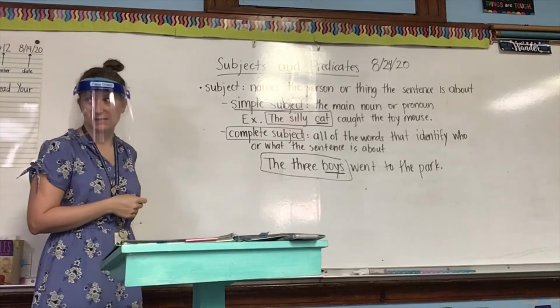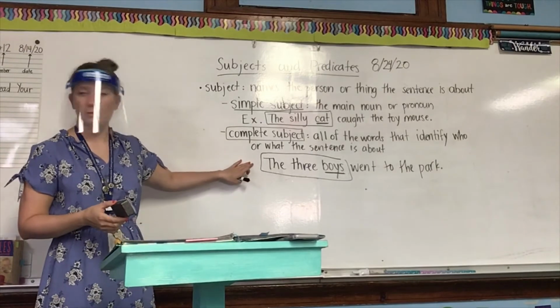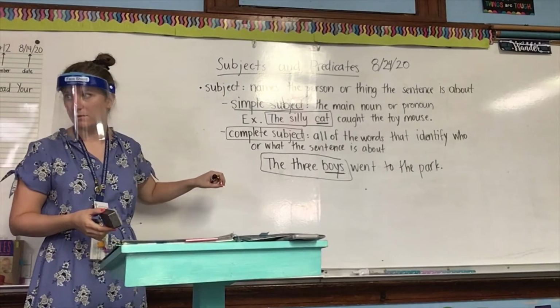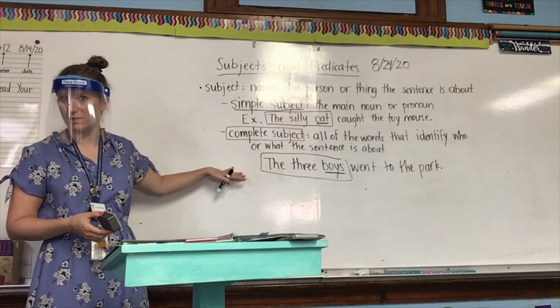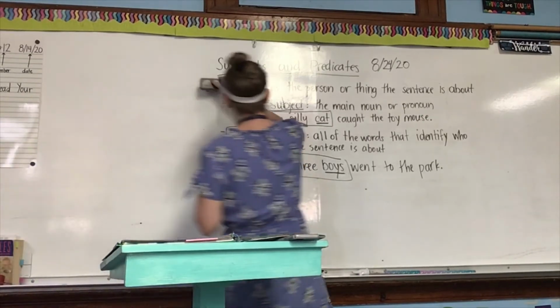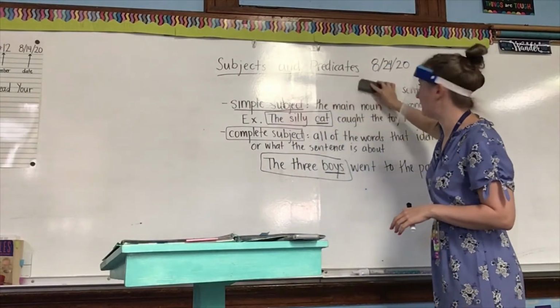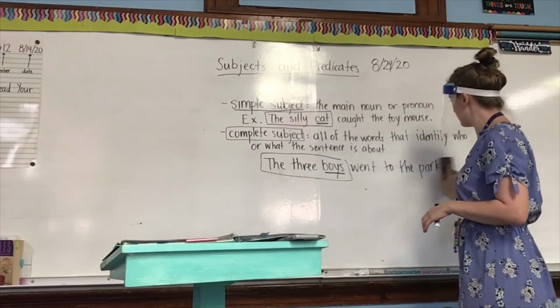Kingston, I'm going to erase. I'm going to move on, okay? You did not have to write the three boys went to the park. Do you have everything except for the three boys went to the park? Well, I'll start at the top. And I'll erase line by line. Make sure you're copying. But you do not have to write the three boys went to the park.